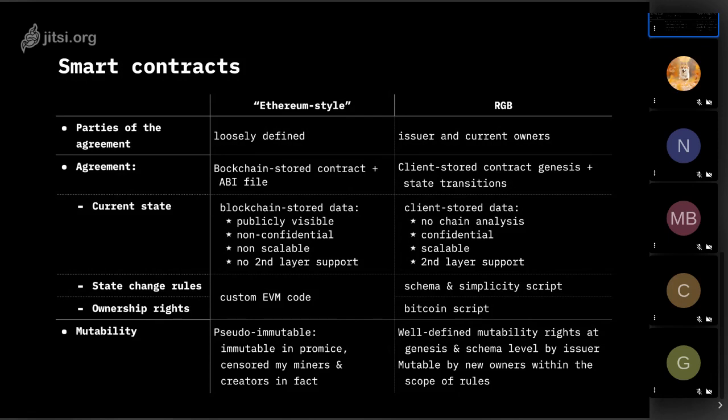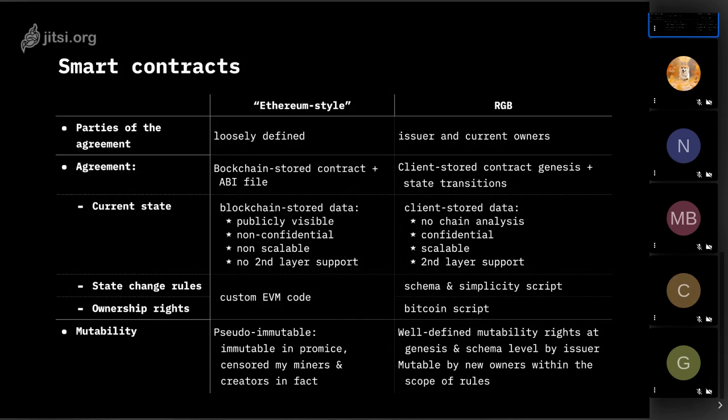The current state in Ethereum style smart contracts is blockchain stored. It is publicly visible, non-confidential, not scalable without second layer support, which is very different to RGB, where you have client stored data. They make it impossible to have any chain analysis.